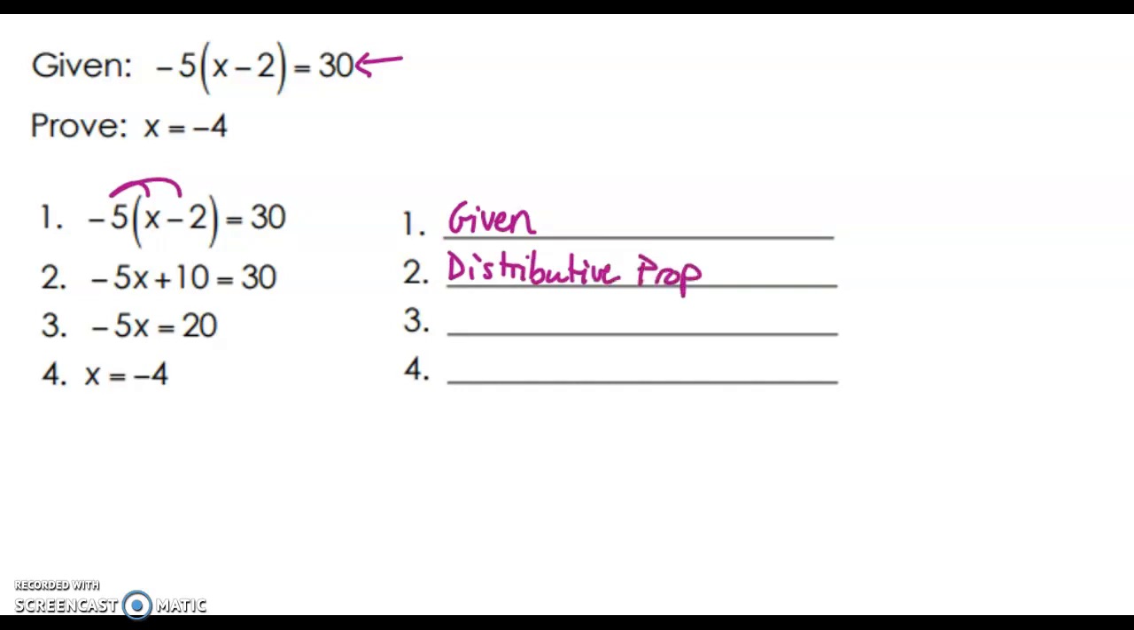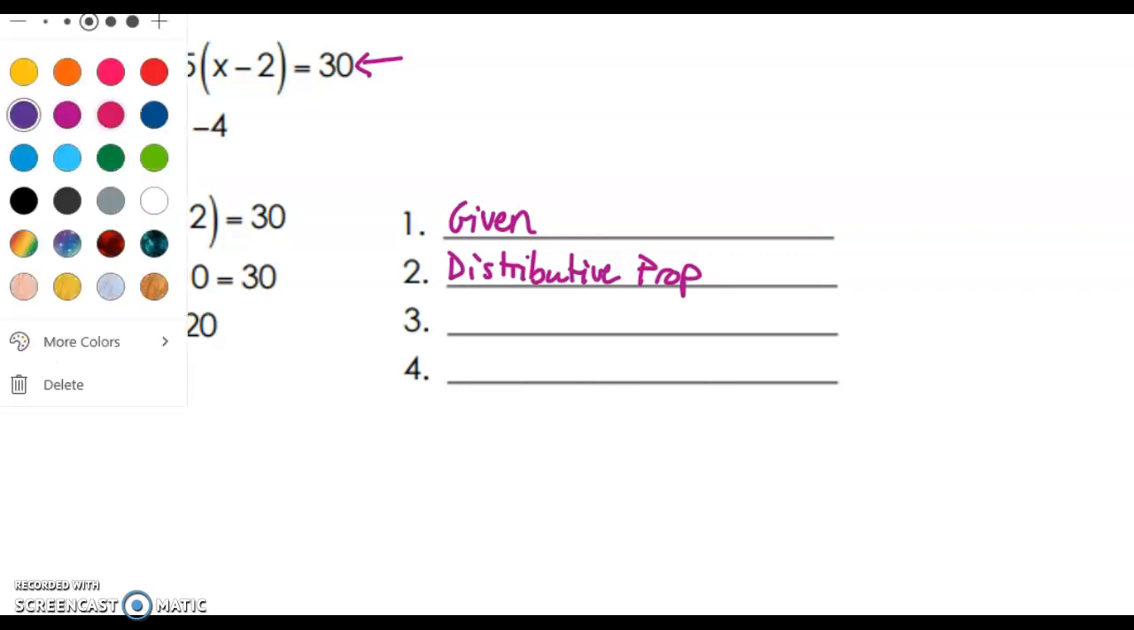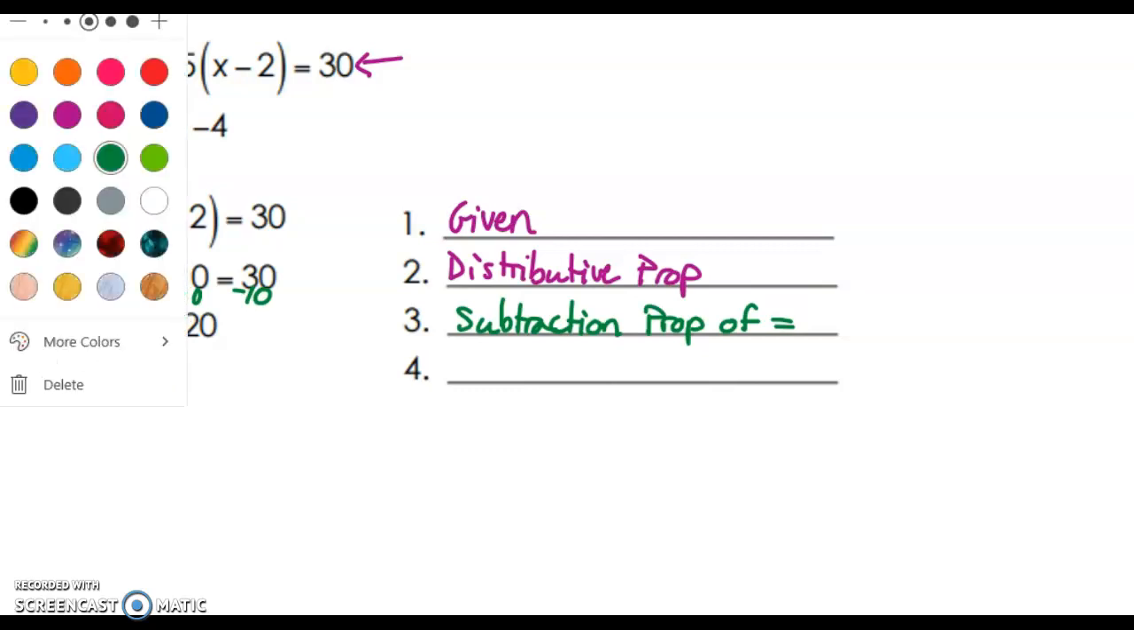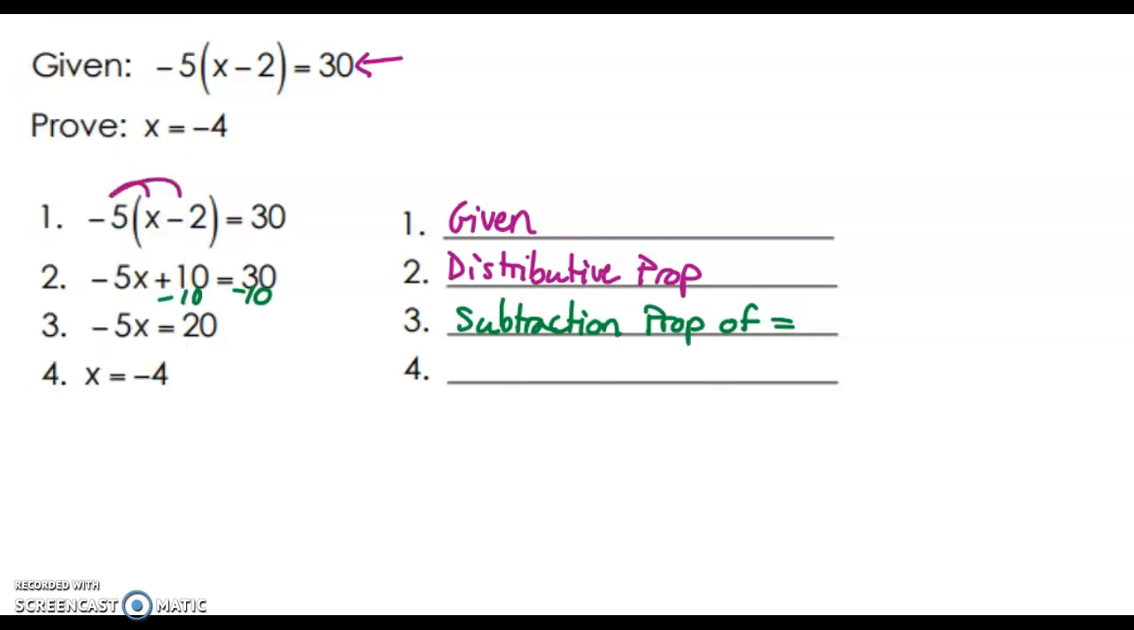All right, now how'd they get from line 2 to line 3? From line 2 to line 3, they subtracted the 10. And they don't show that. You just say that's subtraction property of equality. Okay, and then how'd they get from line 3 to line 4? Well, they divided by -5 on both sides. So that's division property of equality.